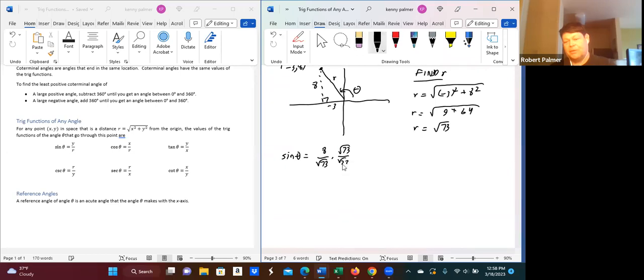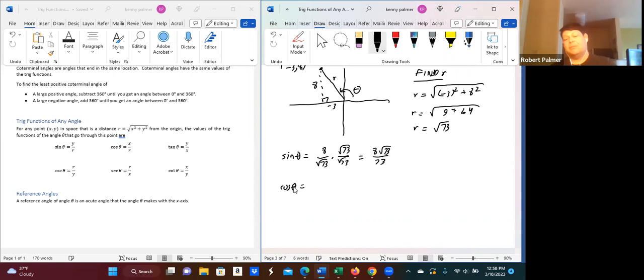Top and bottom by the square root of 73, because the square root of 73 over itself is 1. We're not changing what the number means. So this is going to be 8 times the square root of 73 over the square root of 73 times itself, which is the square root of 73 squared, which is just 73. If you have to rationalize, that's how to do it.